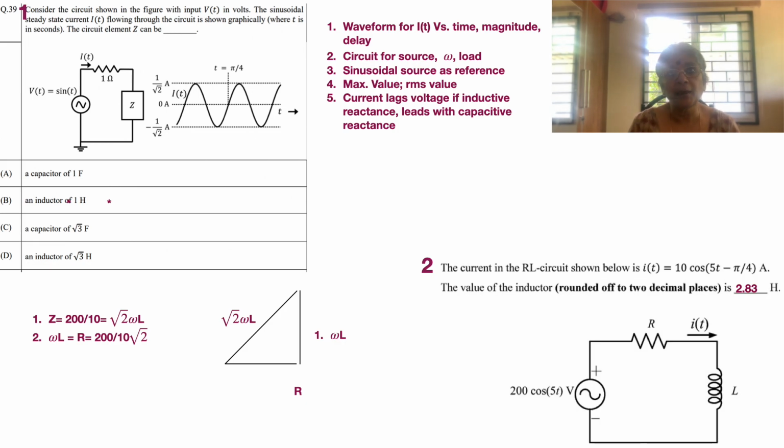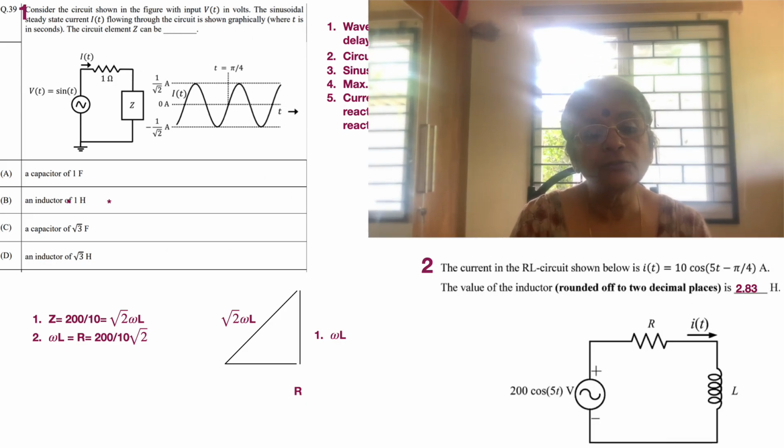Okay, so we have the magnitude, which is the maximum value. You also have a delay angle here. And from the circuit you pick up the omega value, and also that there is a load Z. Then you also have the sinusoidal source as reference. And here we have a maximum value. In certain cases we will be given the RMS value. So let's make a distinction as we go along.